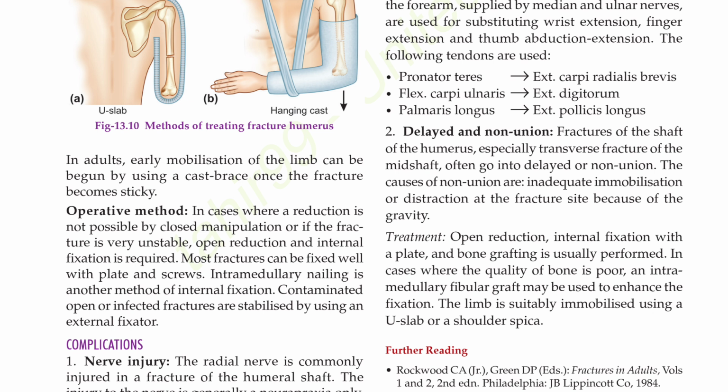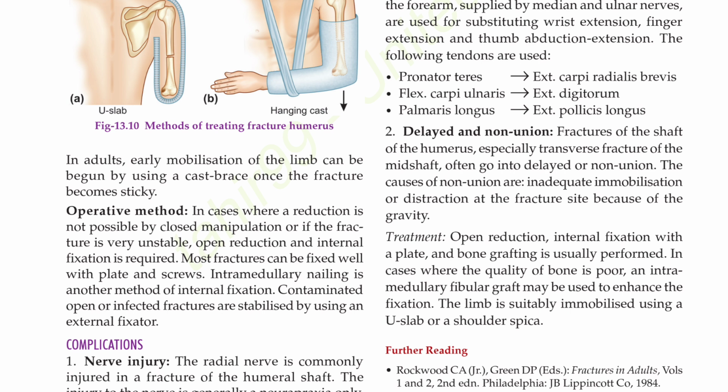Fracture of the shaft of the humerus, especially transverse fracture of the mid shaft, often goes into delayed union or non-union. The causes of non-union are inadequate mobilization and distraction at the fracture site because of gravity. Treatment: open reduction, internal fixation.